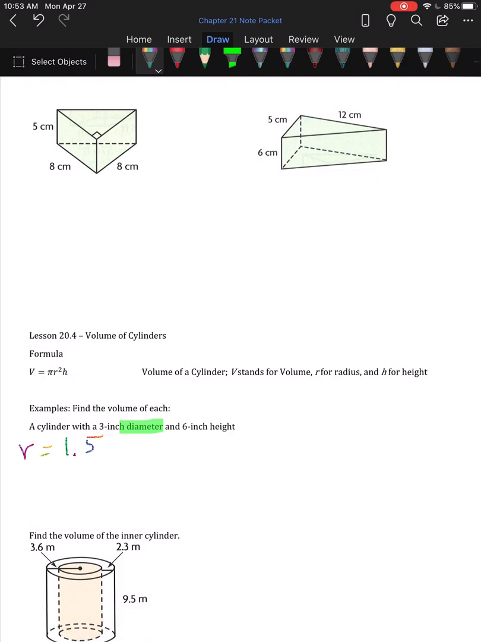Step 2, square the radius, which means multiply it by itself. So we're going to do 1.5 times 1.5. That is 2.25. Step 3, multiply that by pi. So we're going to get a lovely number here.